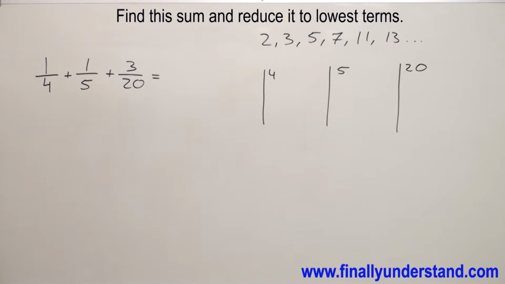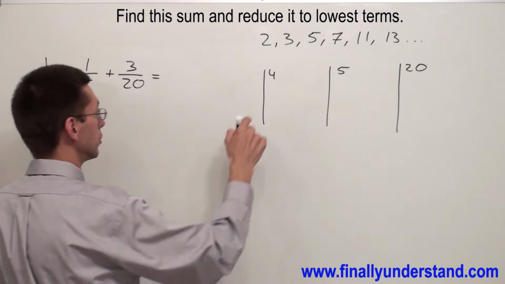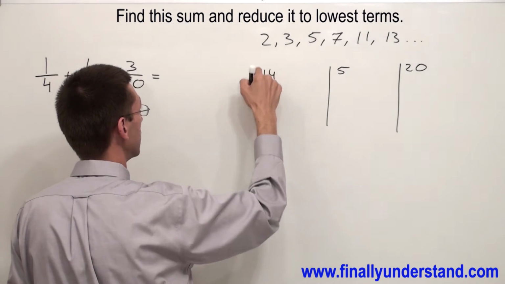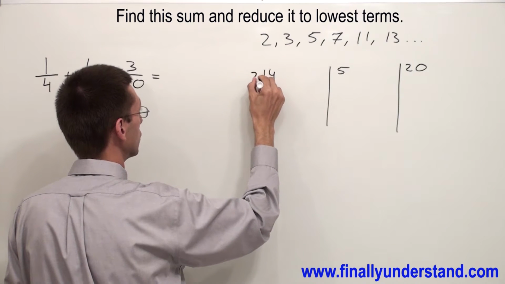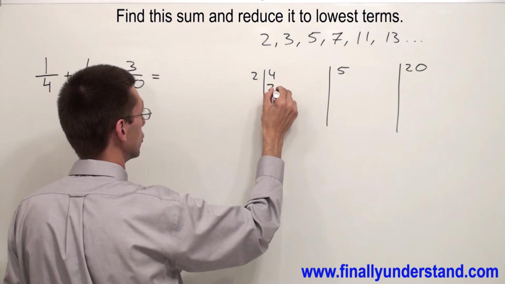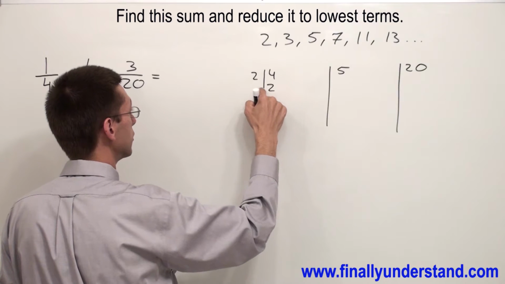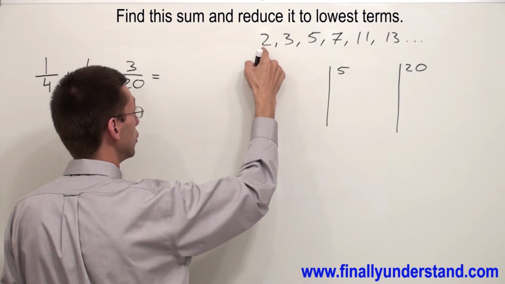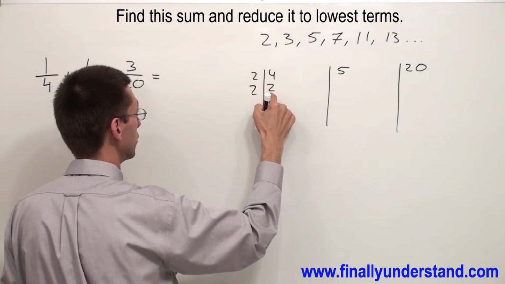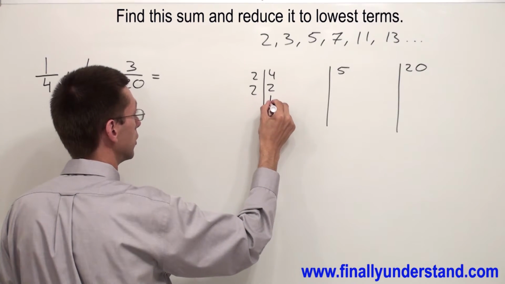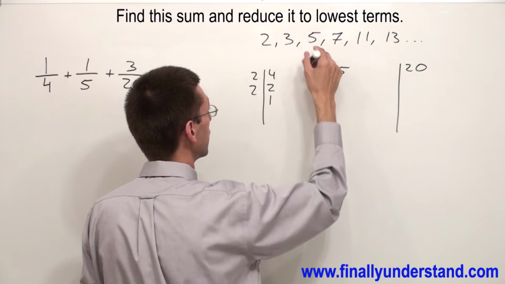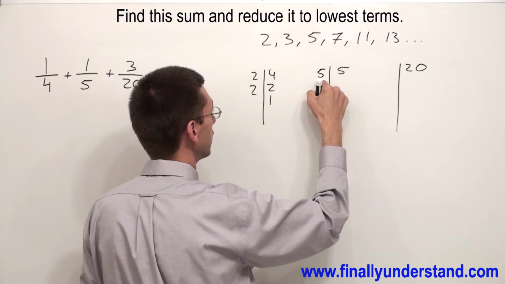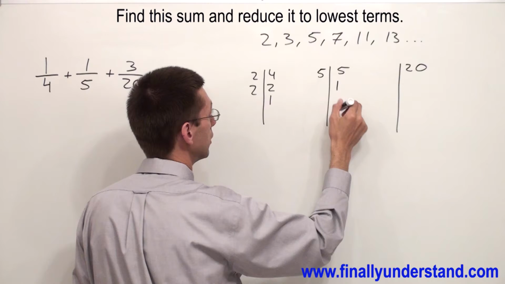Okay? Now, divide 4 by the prime numbers. Always start from the lowest one. 4 is divisible by 2. 4 divided by 2 is 2. 2 is divisible by 2. That's why I'm going to divide by 2. 2 divided by 2 is 1. 5 is divisible by 5. 5 divided by 5 is 1.